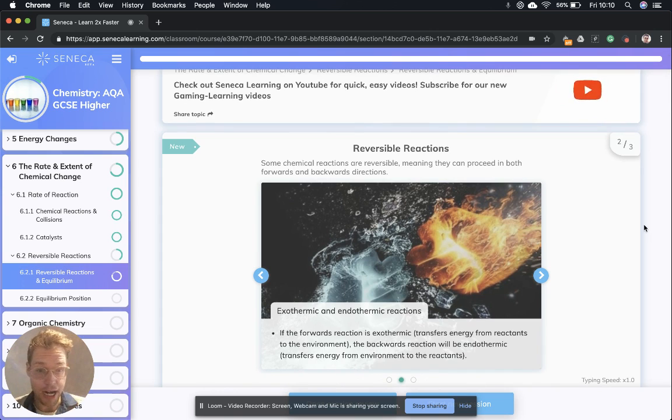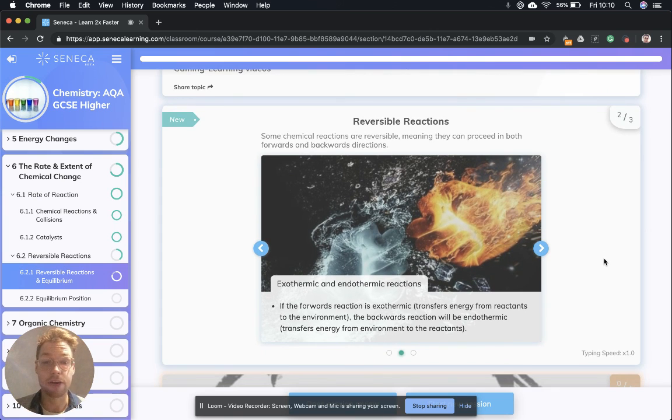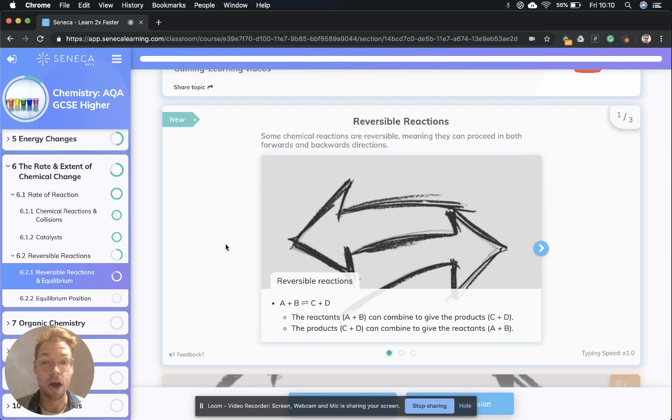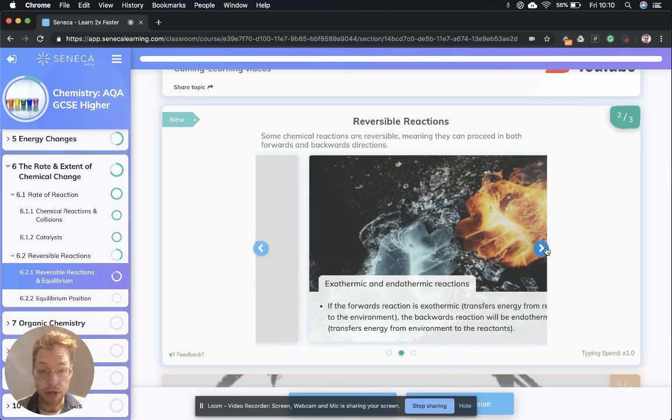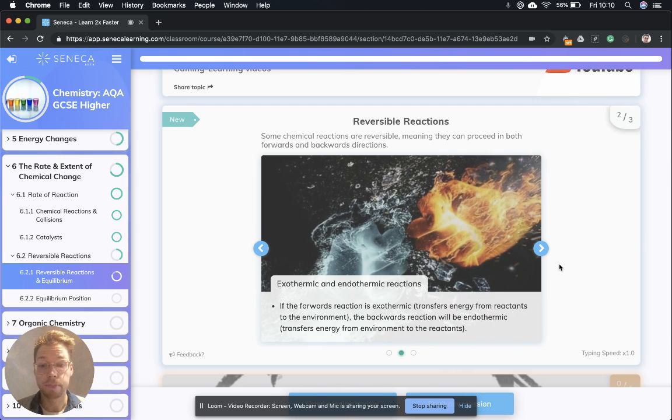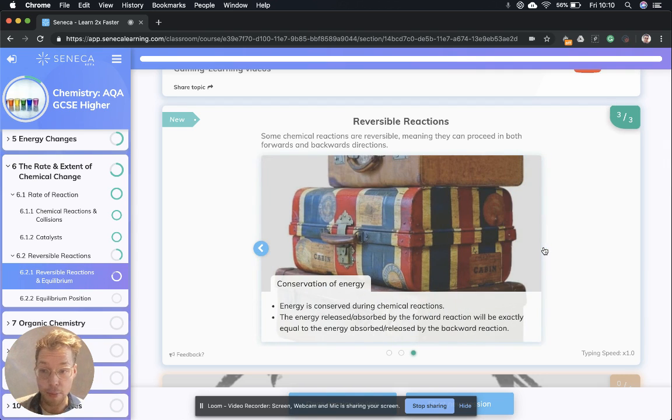What are reversible reactions? Basically, all that means is a reaction that can occur both forwards and backwards. The reactants A plus B combine to give products C plus D, but the products C plus D can combine to give the reactants A plus B. So just something that can go both ways, and they balance each other. If the forward reaction is exothermic, the reverse reaction will be endothermic. If you're not sure what those terms mean, have a listen to our endothermic and exothermic episode. That will clear things up.